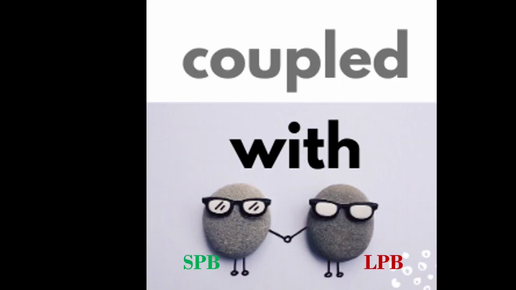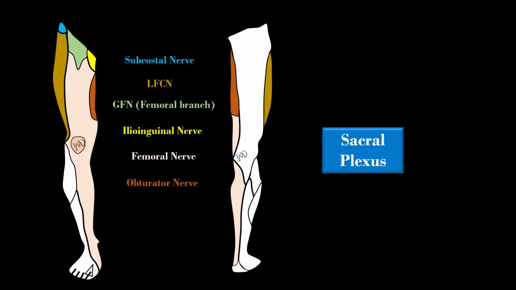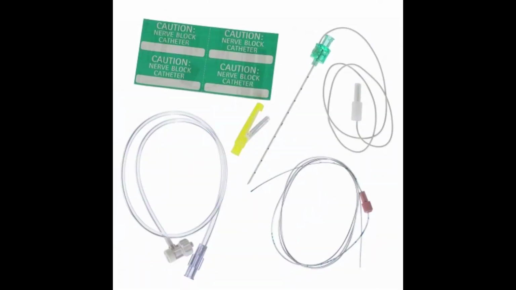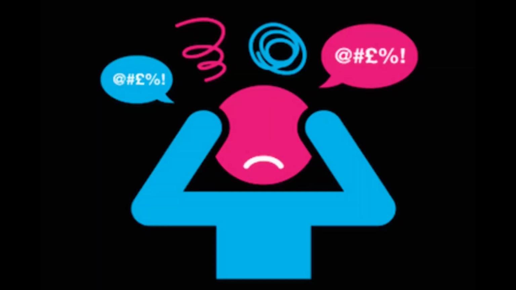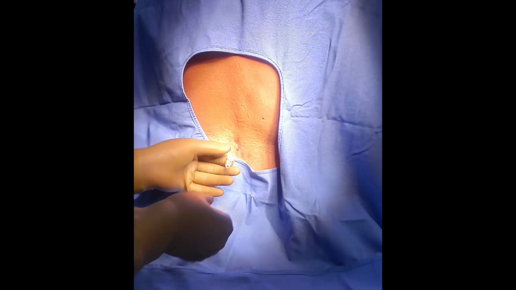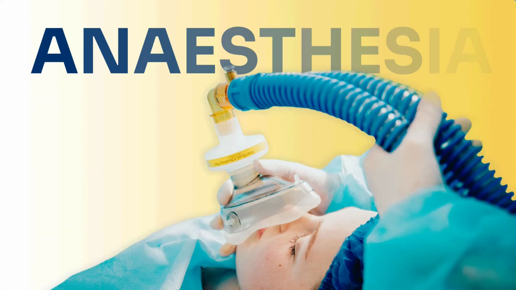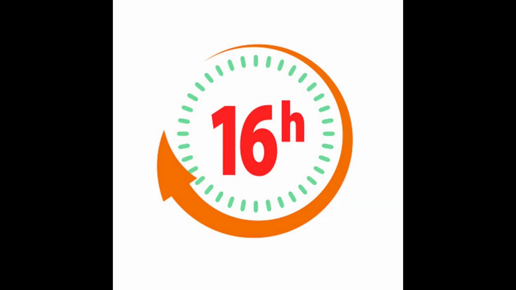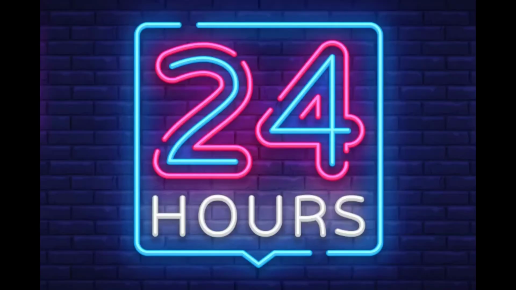Mostly, it is coupled with the sacral plexus block to provide complete coverage of the lower limb neurotomes. Hence, you have to put two catheters, one in lumbar plexus, another one in sacral plexus. So, instead of maintaining two catheters, you can choose some other alternative mode of anesthesia, or you can use adjuvant like dexamethasone, which increases the duration of analgesia up to 16 to 24 hours.